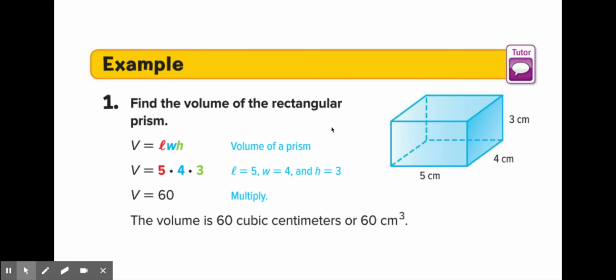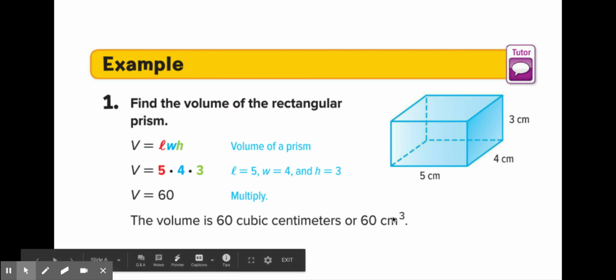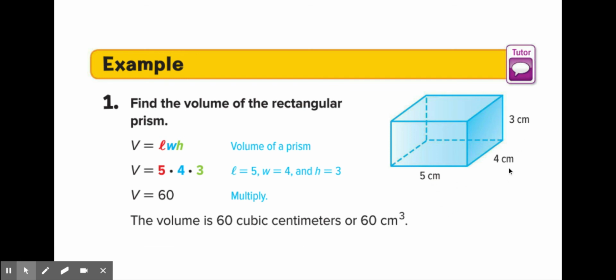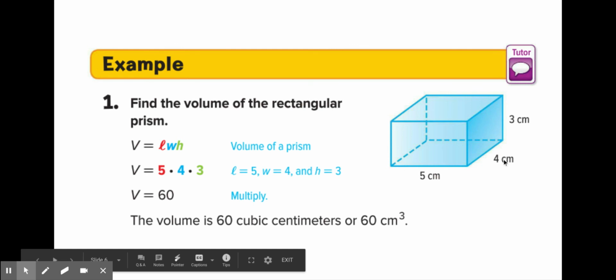Now, let's talk about an example problem here. So you got this rectangular prism here with a length, a width, and a height. And to figure it out, you had to multiply. 5 times 4 is 20, 20 times 3 is 60. But you just can't leave it at 60. The volume is 60 cubic centimeters because this was centimeters, centimeters, centimeters. Centimeters times centimeters, centimeters squared. Centimeters times centimeters times centimeters is cubic centimeters. All right, and notice how it's a small 3 off the end there.